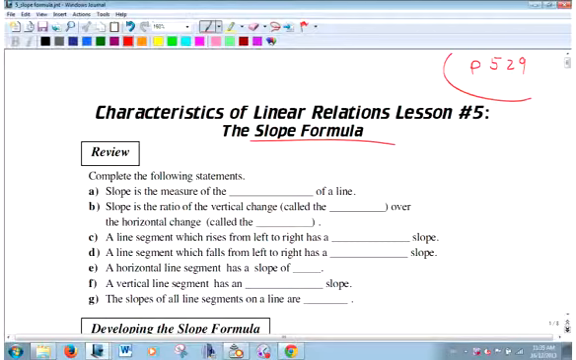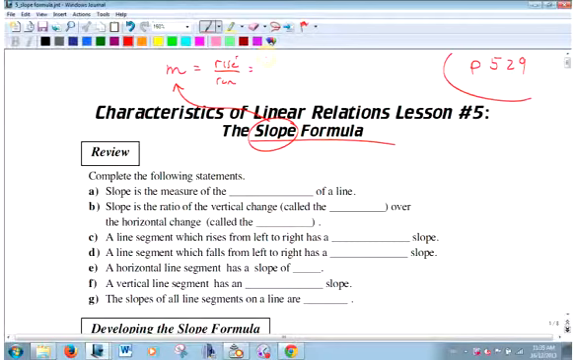Okay? It says the slope of a line, m, that's your symbol for slope, is rise over run. And then it's got some other stuff.